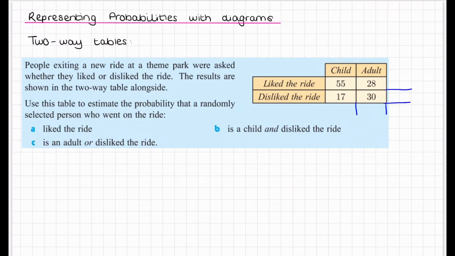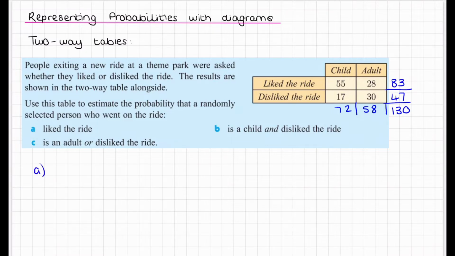With two-way tables, it's always a great idea to start off by making sure we have our totals for our columns and rows. So we have here 83 that liked the ride, 55 plus 28. Disliked the ride was 17 plus 30, which is 47. How many children are there? There were 72 children and 58 adults. And then overall total is 130. So that 130, you can always make sure that your rows and column totals are correct because they should add up to the same amount.